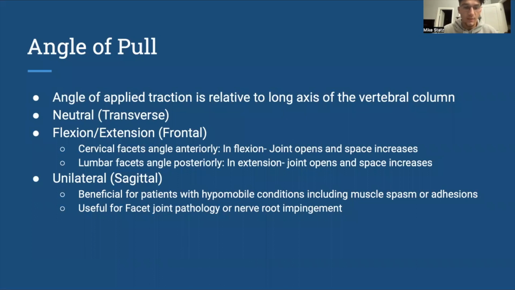And then we also have our unilateral angle of pull, when we're going to be favoring one side or the other in the sagittal plane. This is going to be beneficial for our patients with muscle spasms or adhesions, and also going to be useful for facet joint pathologies or other nerve root impingements.